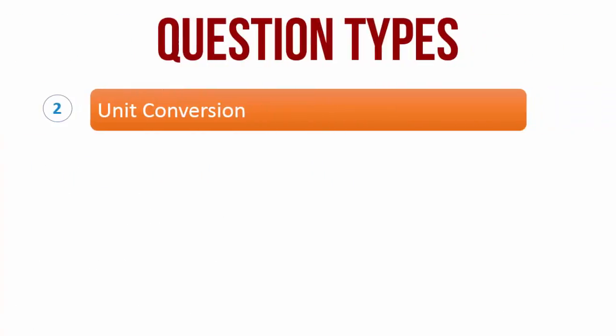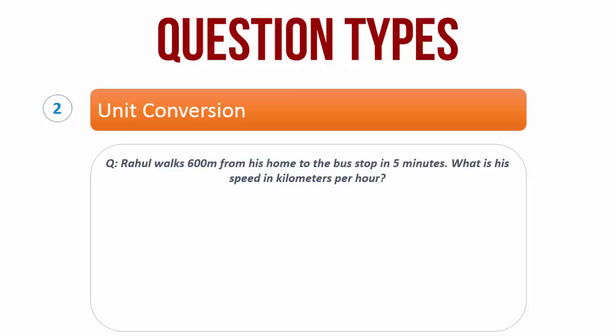The second kind of question deals with unit conversion. That is basically you're given a time or a distance or a speed in one unit and you'll have to convert it to another unit. For example, look at this question. Rahul walked 600 meters from his home to the bus stop in 5 minutes. What is his speed in kilometers per hour?